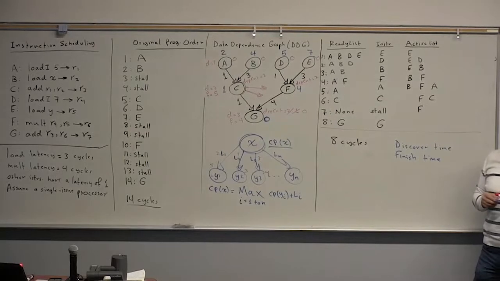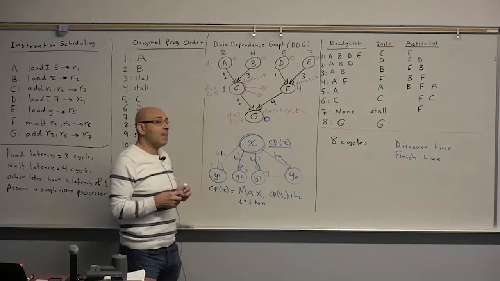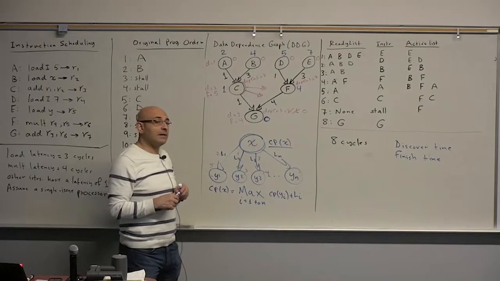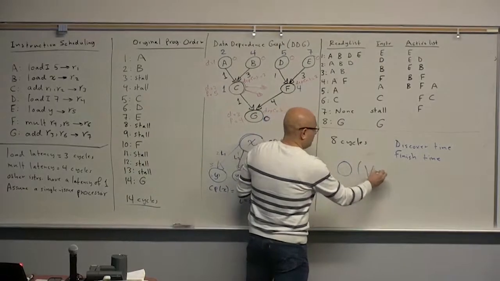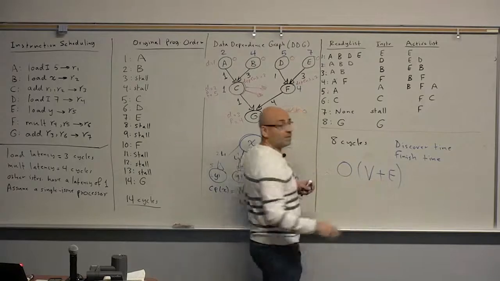And what's the running time of DFS? Log n, I think. Why log? No, it's not log n. What is it? So for DFS, it's V plus E, where V is the number of vertices and E is the number of edges.